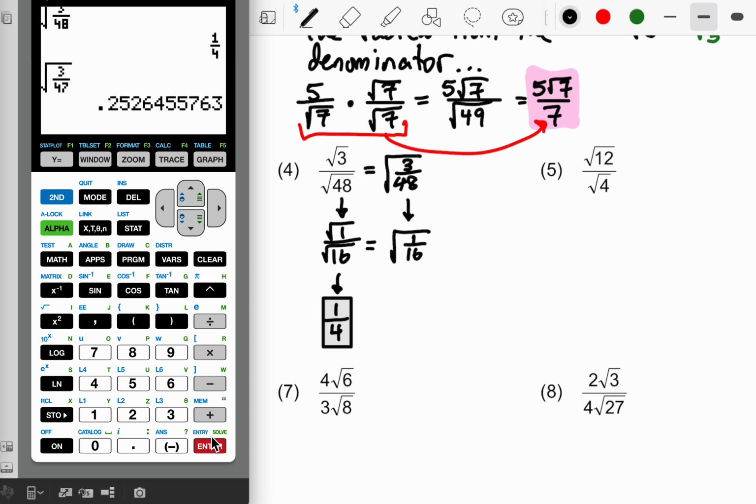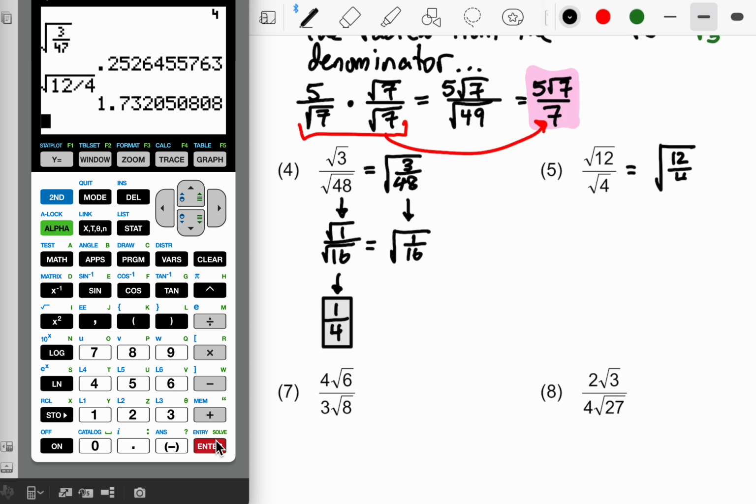And sometimes just carrying out that quick operation gets the job done. But if you try that on number 5, you might run into a little bit of trouble. It's not really that bad, but I'll just do this the old-fashioned way. You get that decimal and you're like, oh, what is this? This is nasty. Right? But really, that radical 12 over radical 4 is the same as radical 12 over 4. 12 divided by 4 is 3. And that's all there is to it.